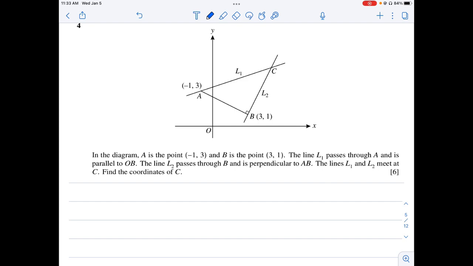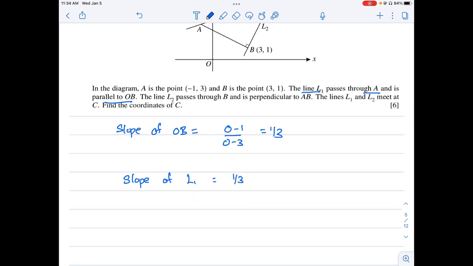So first of all, I have to find the gradient of L1 so that I can find the equation. It is parallel to OB. So first of all, I find L1's equation. We know that L1 is passing through A and parallel to OB. So slope of OB will be 0 minus 1 by 0 minus 3, which is 1 upon 3. So slope or gradient of L1 also will be 1 upon 3.